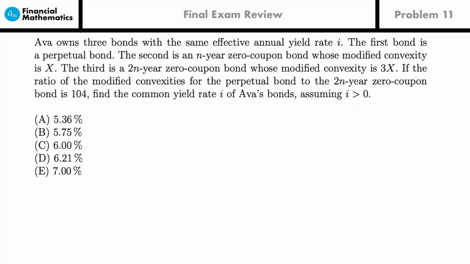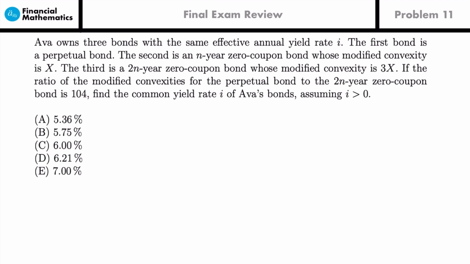All right, so in this problem, we've been given a lot of information. We know that we're working with 3 different bonds, and we've been given some different information about those bonds. In particular, we know that we're going to be working with the modified convexities of all 3 of these bonds. We're told what the modified convexities are in terms of this variable x for both the N-year zero coupon bond and the 2N-year zero coupon bond, and then we're told something about the ratio of the modified convexities between the perpetual bond and the 2N-year zero coupon bond, that being that the ratio is 104.